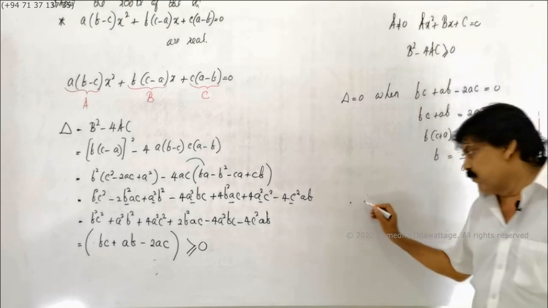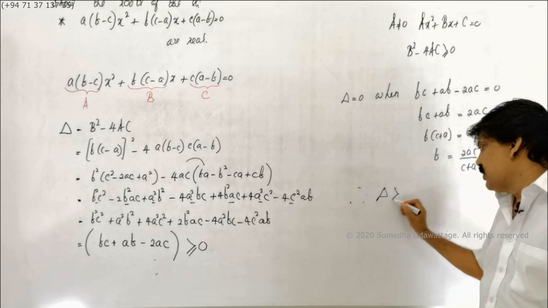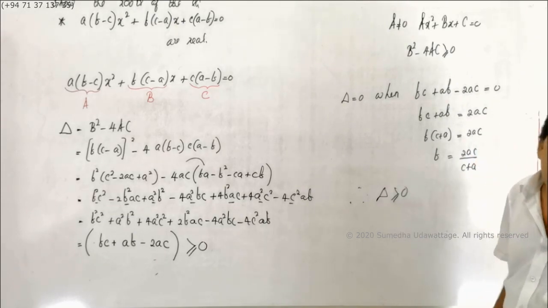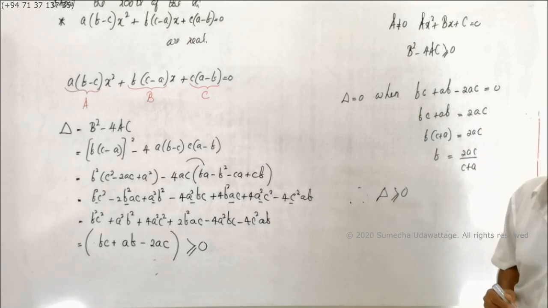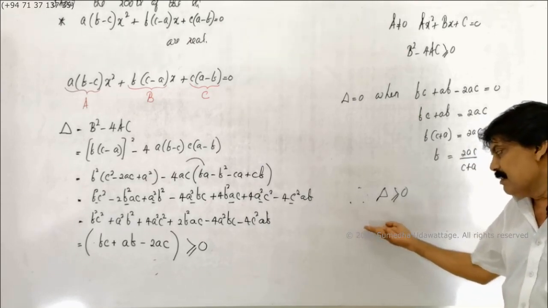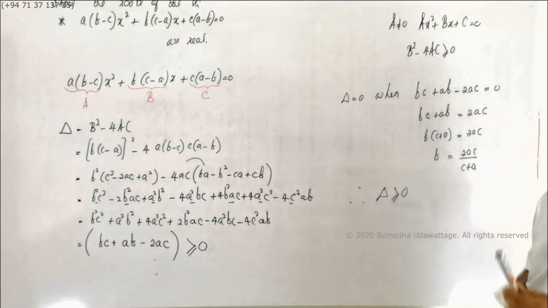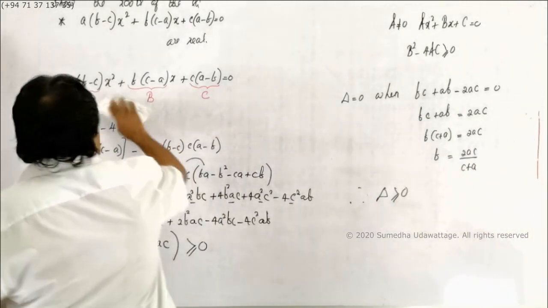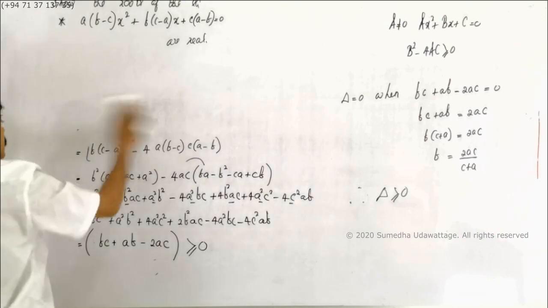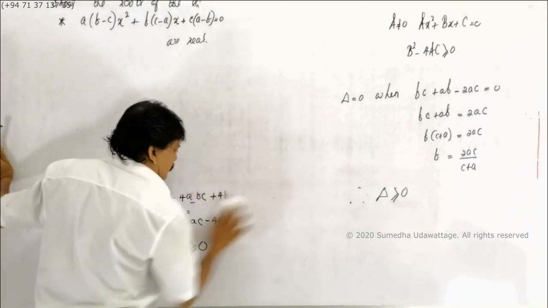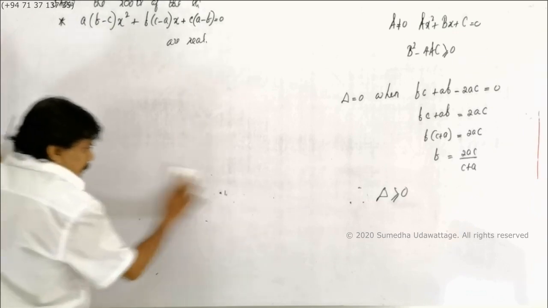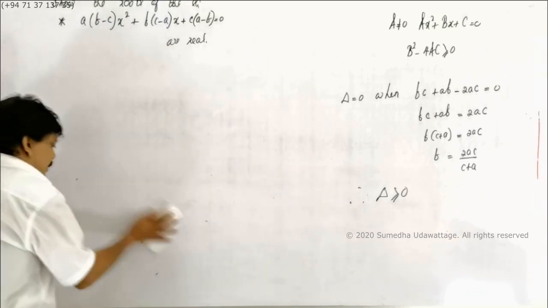Now you can say therefore delta is larger than or equal to 0. Therefore the roots of the above equation are real. You write, then the roots of the above equation are real.